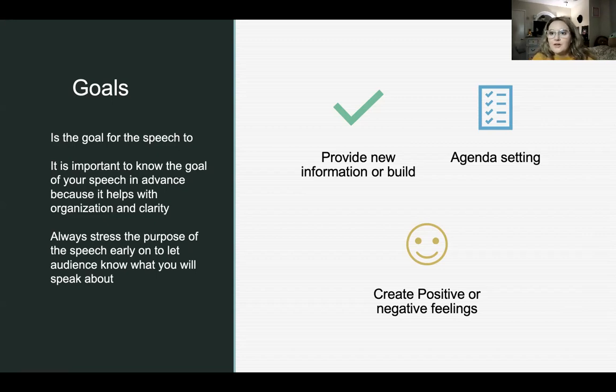For example, if you wanted to give a speech on 9/11, you have to consider that that might be very emotional for some, and even more so for others. And so you want to make sure that you have your goal straight. Do you want to make people feel something? Do you want to set an agenda to raise awareness? Or do you just want to give out straight information? A perfect speech has a little bit of all three.